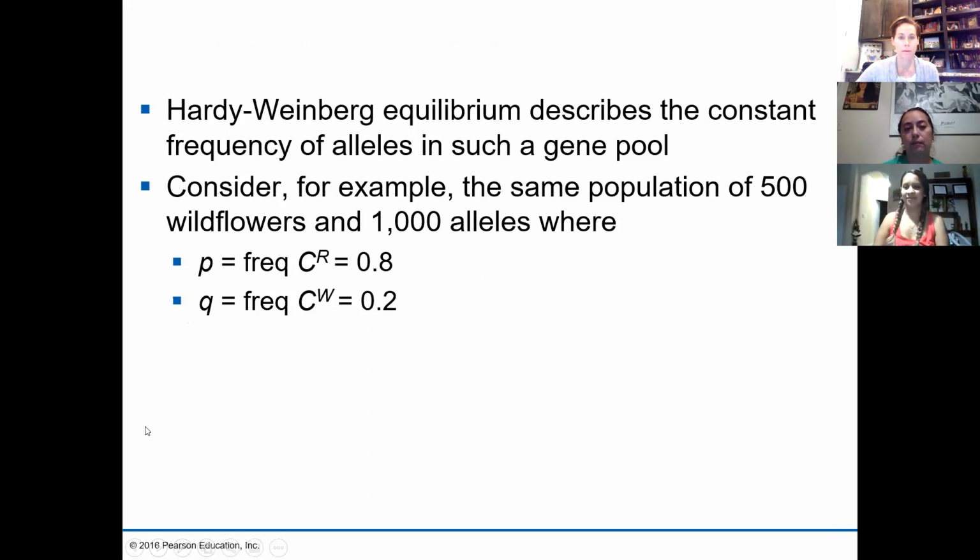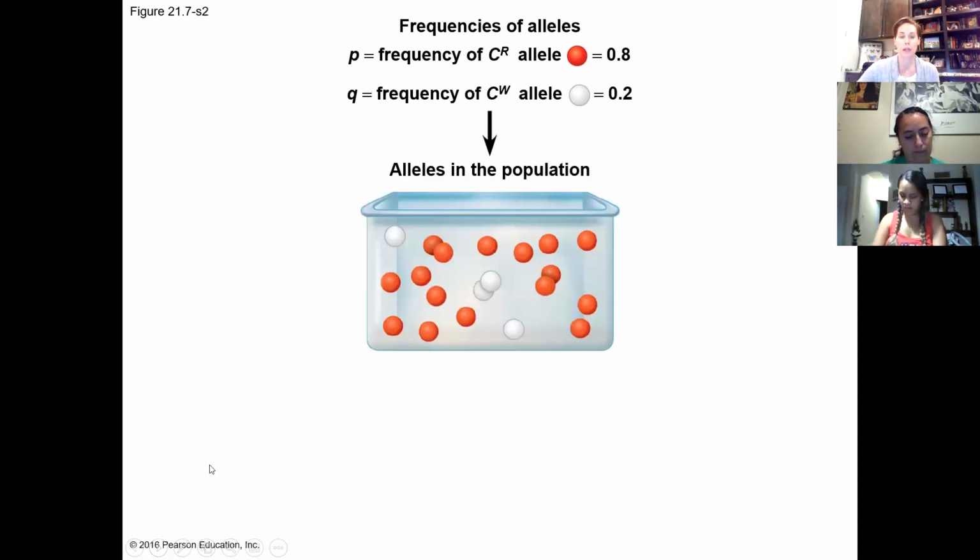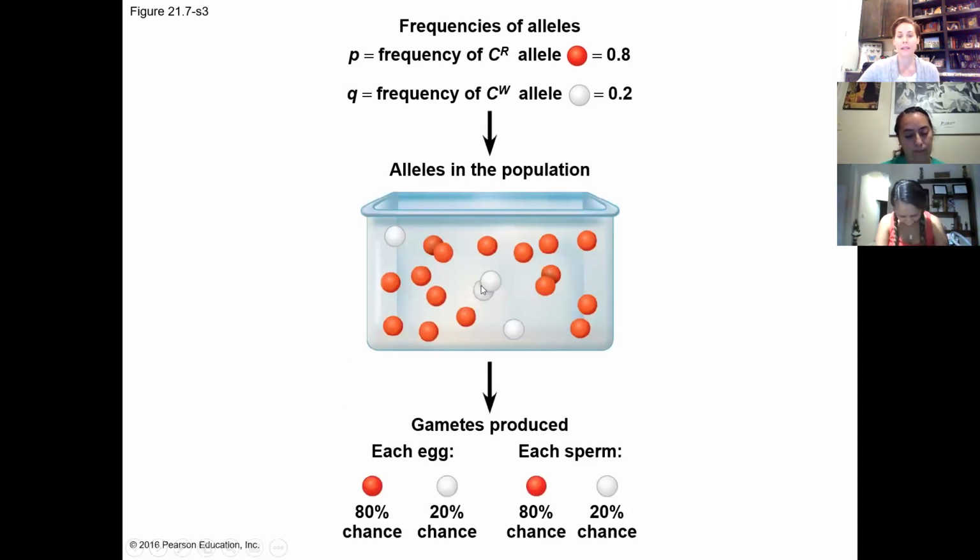Okay, so that's the thing that we found. We figured out that our P was 80% or 0.8 and our Q is 0.2. So if our red and our white alleles from our flowers are represented by these little balls, 80% is red and 20% of the genes in the population are white, then that's kind of what it would look like inside of a little container, right? And if you were to take them out, we don't know if these are male or female, but each female version should have an 80% chance of giving you the red and a 20% chance of the white gene.